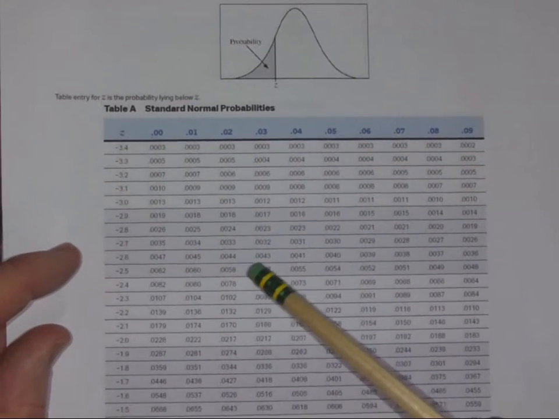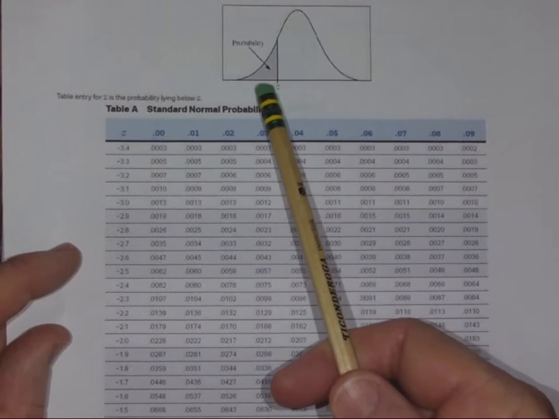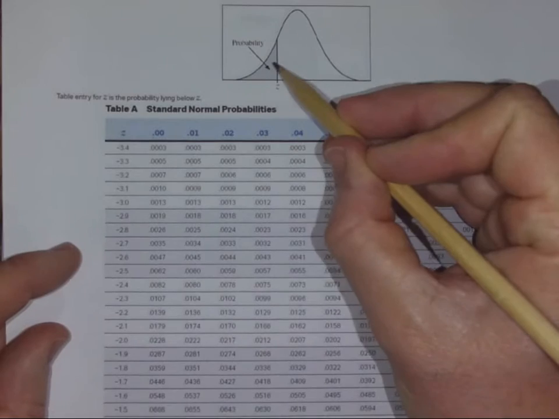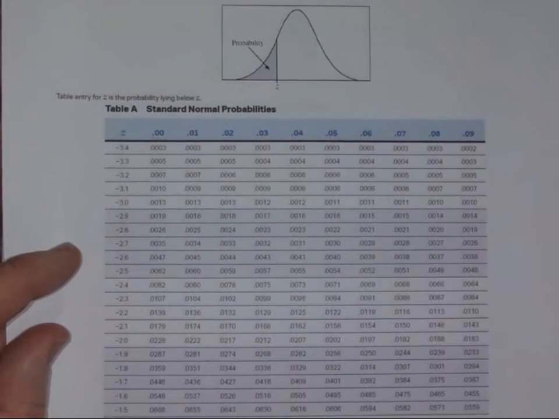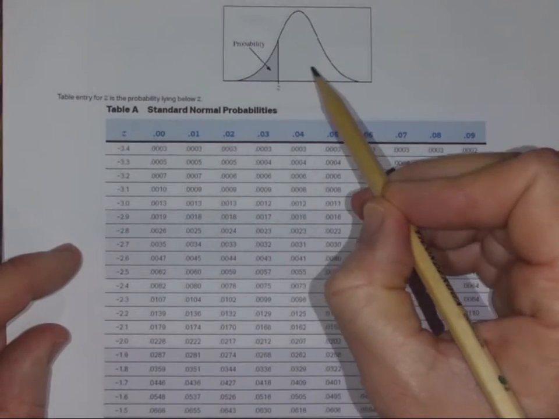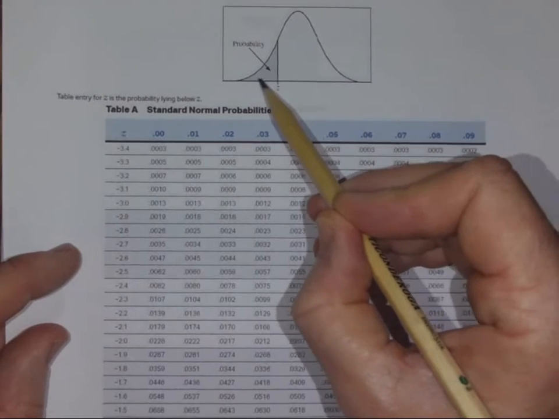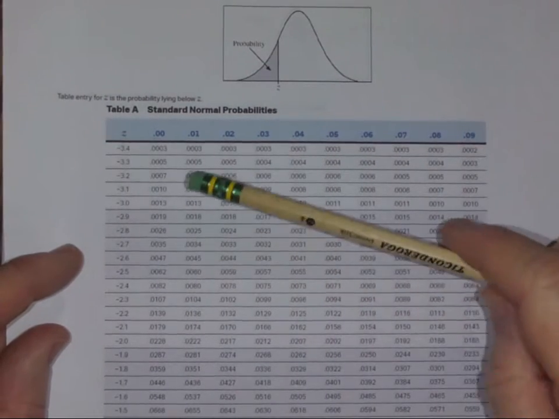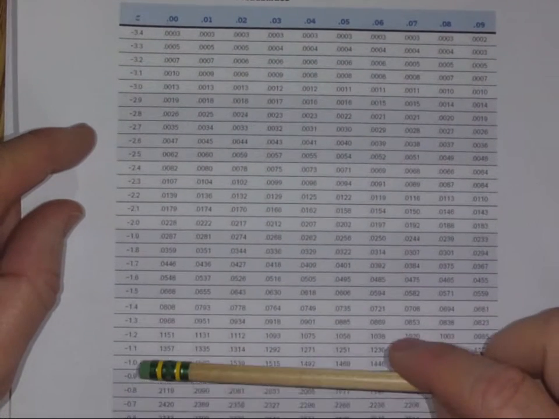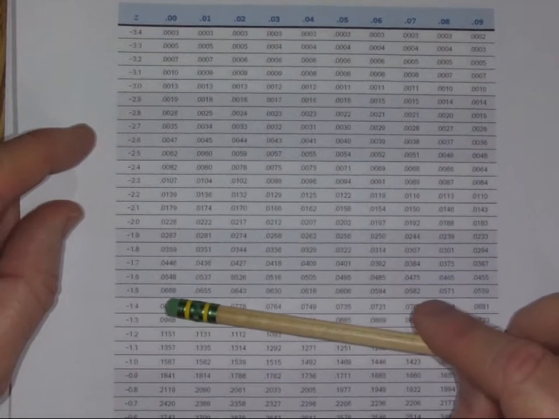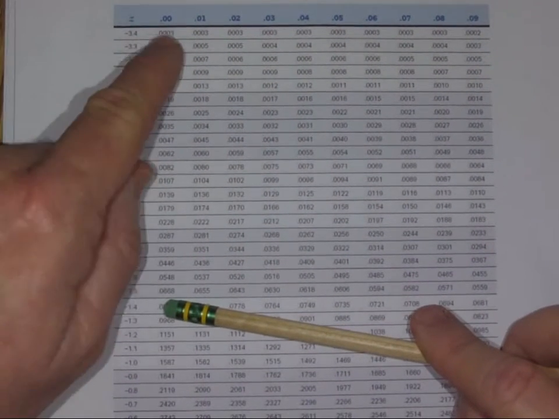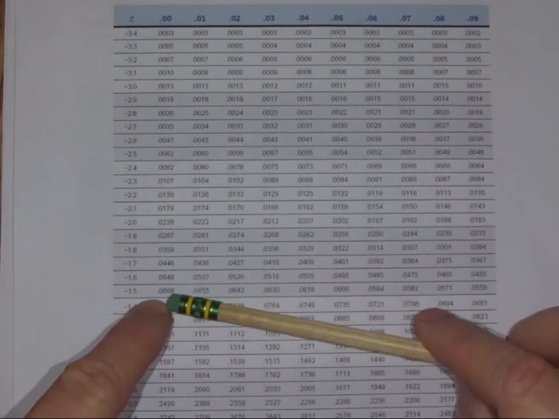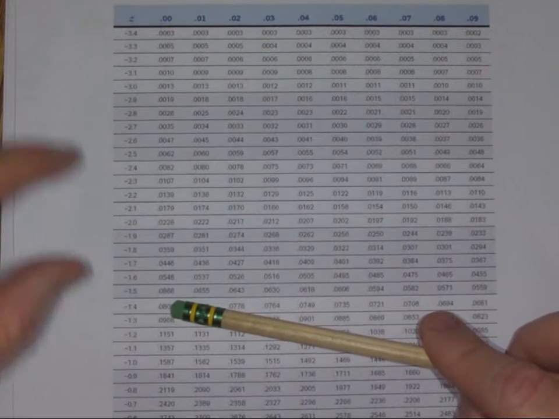And what these values in the table are, notice the graph up here, it's telling us this area that's to the left. That is in essence a probability. It's the probability, if I were to randomly select one of these points here, what's the probability that I would get a value less than my z-score? All right, so my z-score is negative 1.5, so I go to negative 1.5. Then the hundredths place is 0, it's negative 1.50, so it's there. So there's my answer, 0.0668.